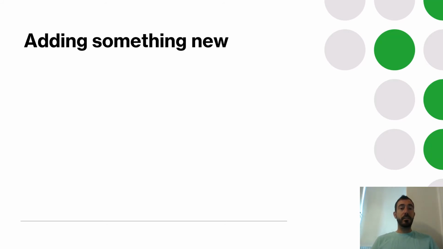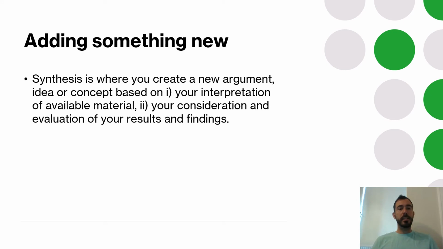Once you've done your evaluation, you can build in thinking about adding something new. Within your discussion of your own research, you have your pool of literature that you've read, you've critiqued it, you've analysed it, you've evaluated, you've looked at the pros and cons, the limitations and the opportunities, the areas of research extension. Now you can synthesise new ideas or arguments from what you have found out and from what you've read. So synthesis is where you create a new argument, idea or concept based on your own interpretation of the available material and your consideration and evaluation of your own results and findings.